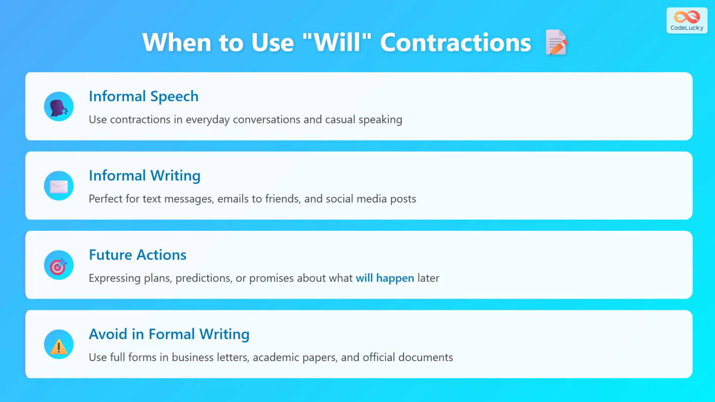Contractions with will are perfect for informal speech and casual conversations. Use them when texting friends, writing emails to people you know well, or posting on social media. They help you sound natural and friendly. However, avoid using contractions in formal situations like business letters, official emails, or academic papers. In those contexts, always use the full form, will, instead of the contraction.